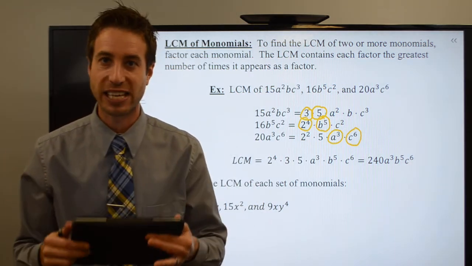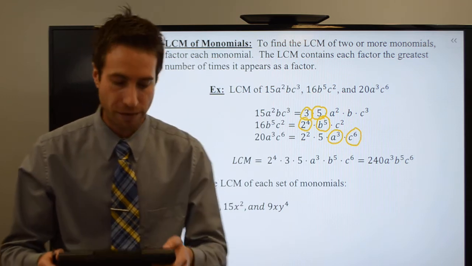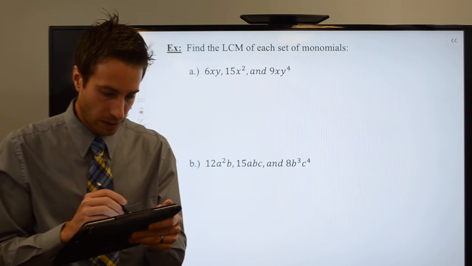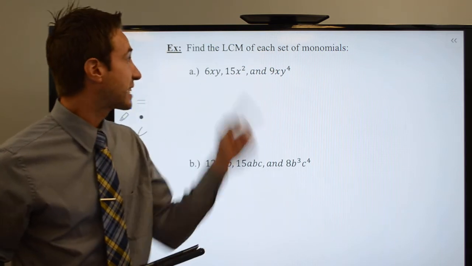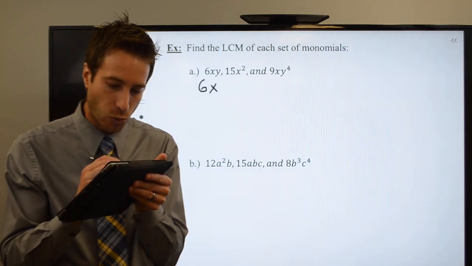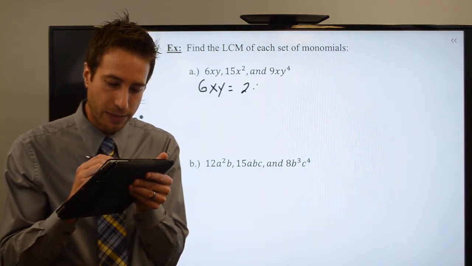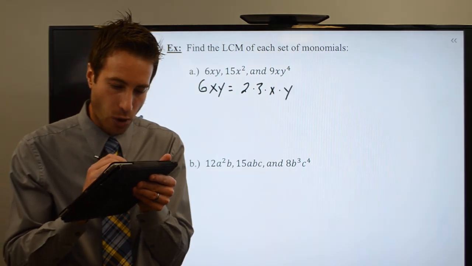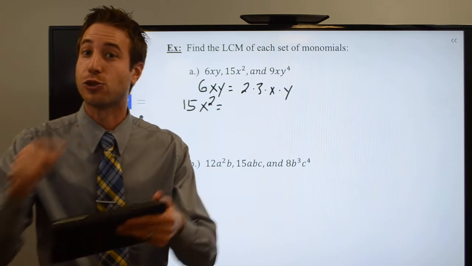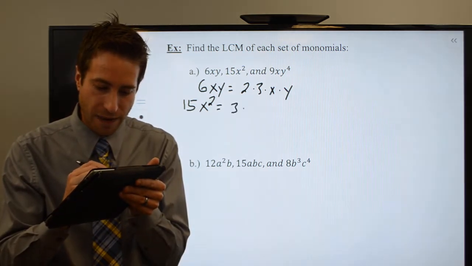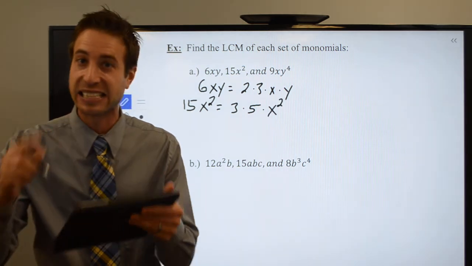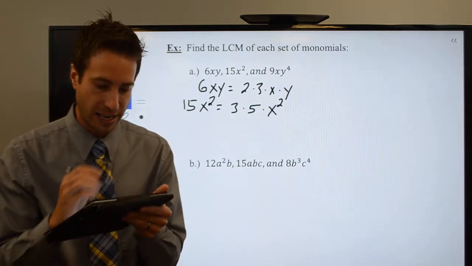All right, now that we've gone through a couple that I've already done for you, just to kind of show you how the factorization works, let's do one from scratch. So here we go. 6xy. Well, I'm going to do my linear factorization. So 6xy is going to be 2 times 3 times x times y. 15x squared. Well, 15 is 3 times 5. 3 and 5 are both prime, so I can't do any more than that. And I leave the x as a squared. Leave the variables as they appear.